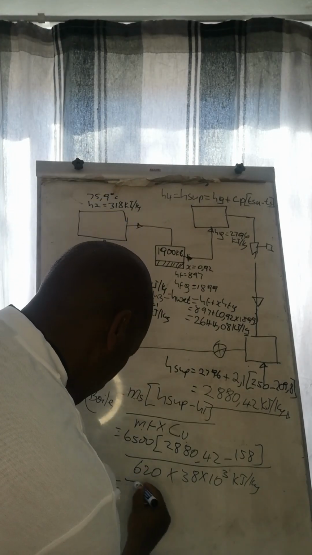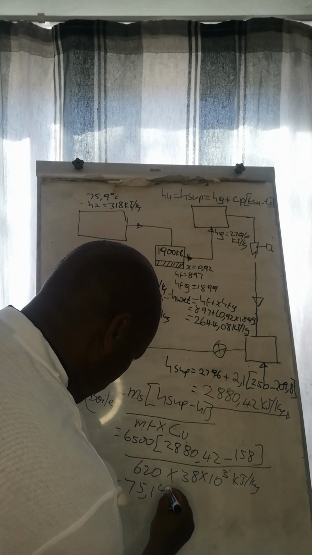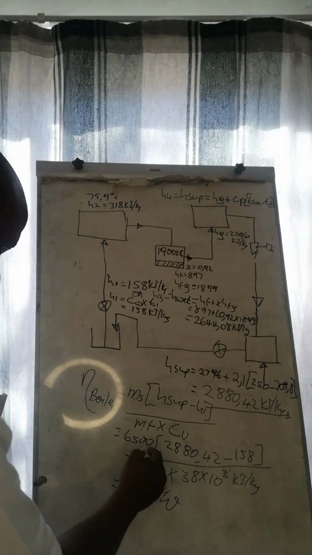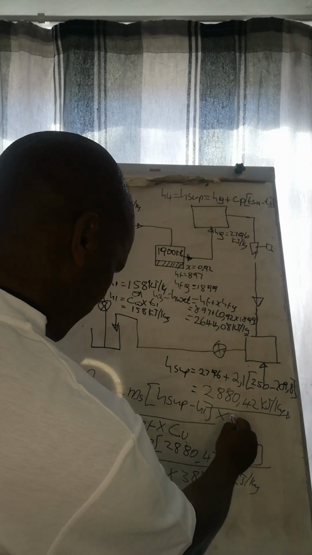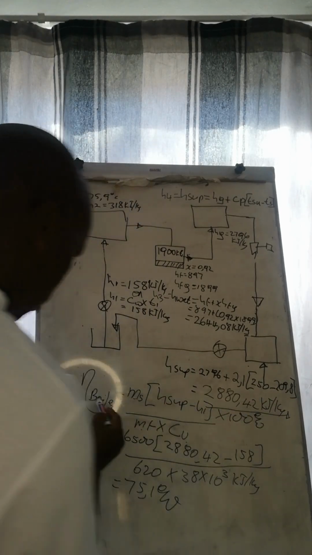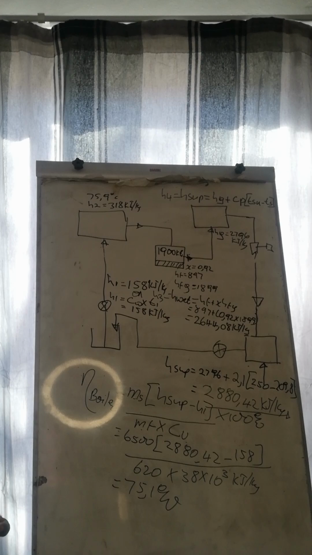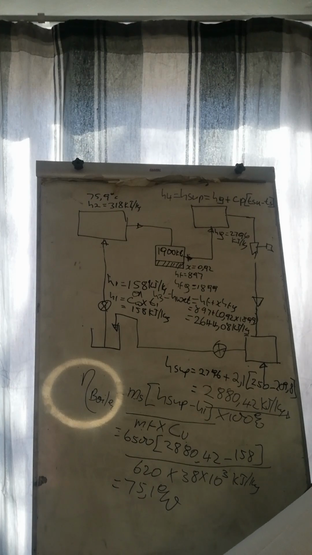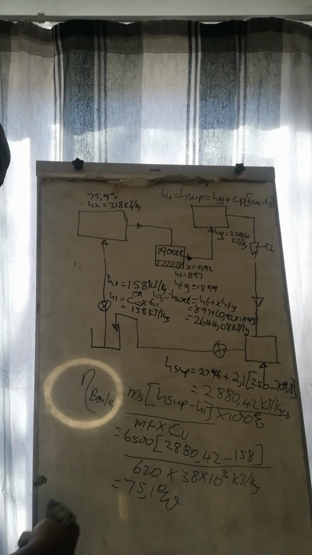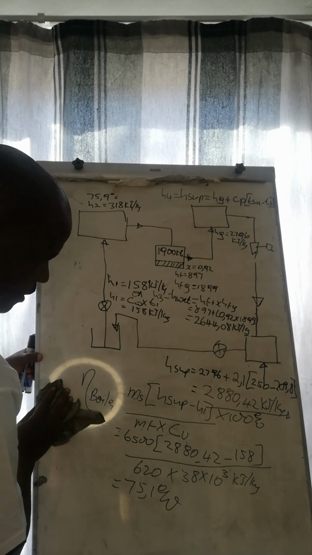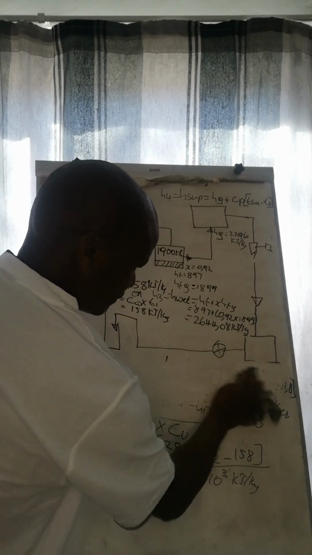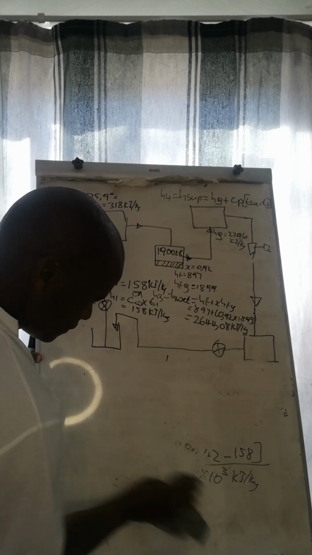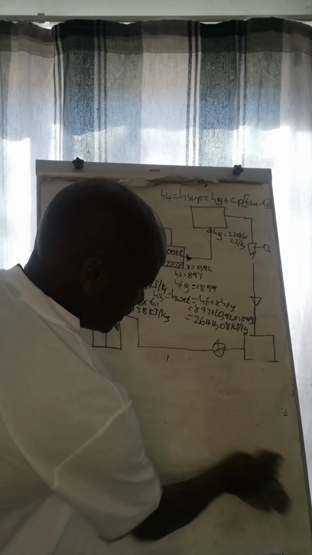75.1%. We must multiply by 100 there to convert this into a percentage. We've got 75.1. So I'm going to delete again, guys. After that, we have to calculate what? Equivalent evaporation. I'm going to delete this.